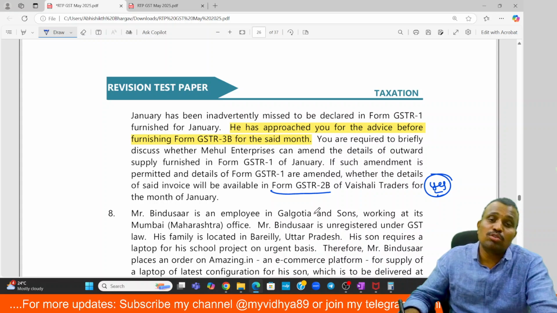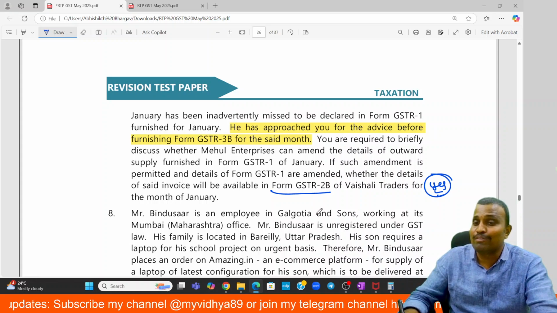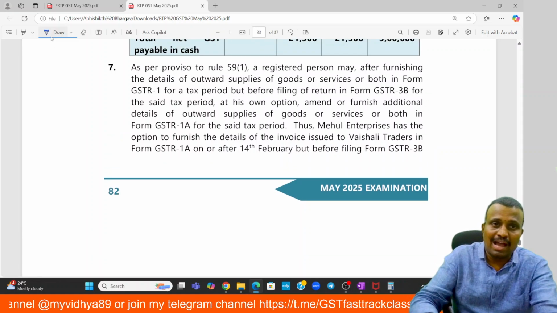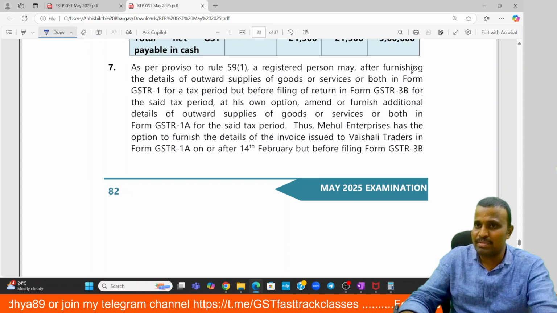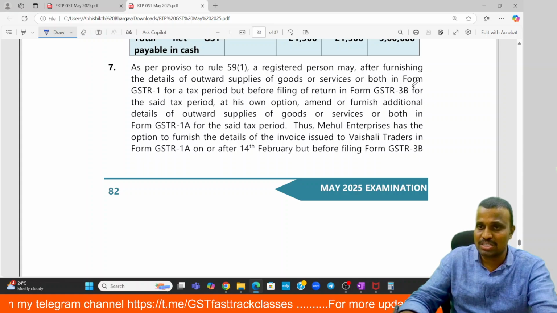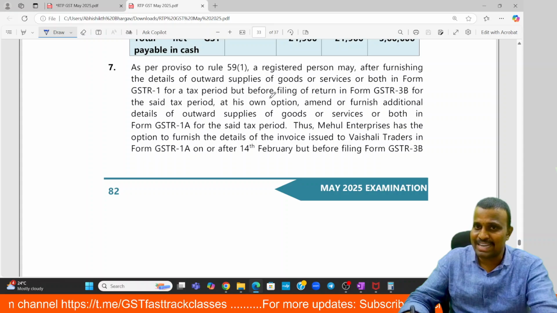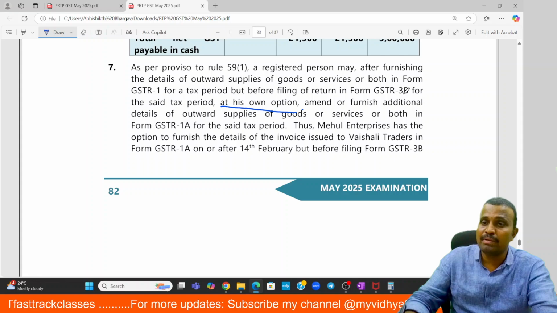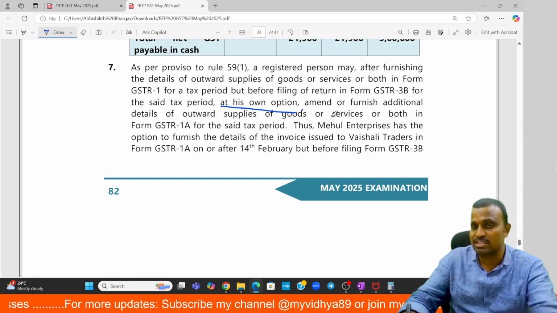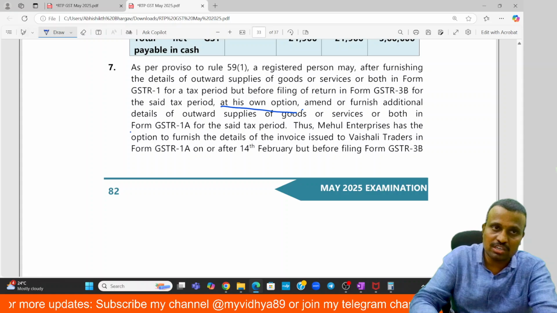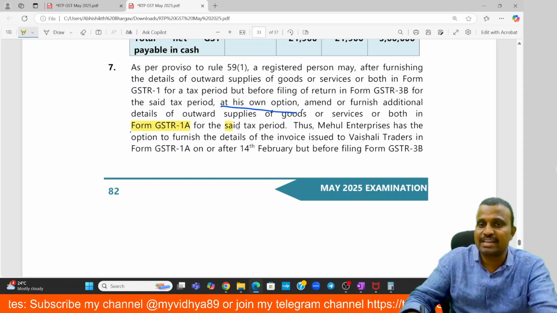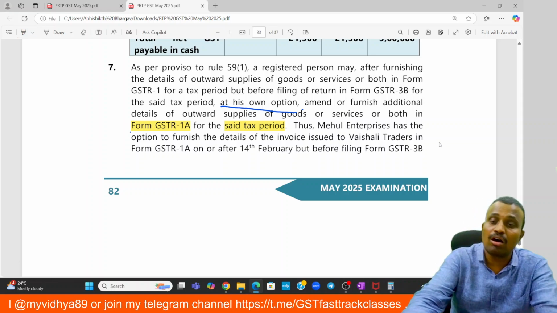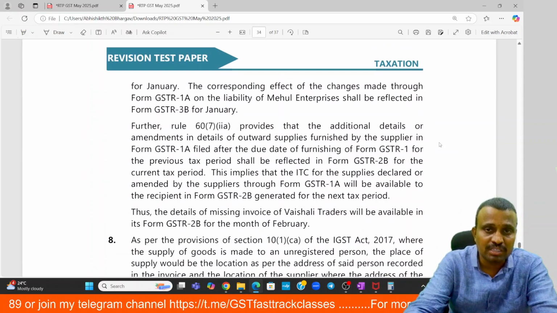Yes. So those are auto-populated in Form GSTR 2B of Vaishali Traders for the month of January. As per the provisions, a registered person may, after furnishing the details of outward supply of goods or services or both in Form GSTR 1 for a tax period, but before filing the GSTR 3B for the said tax period, at his own option, amend or furnish additional details of outward supply in GSTR 1A for the said tax period only. So Mehul Enterprises can give that amendment, but on or before filing the GSTR 3B.